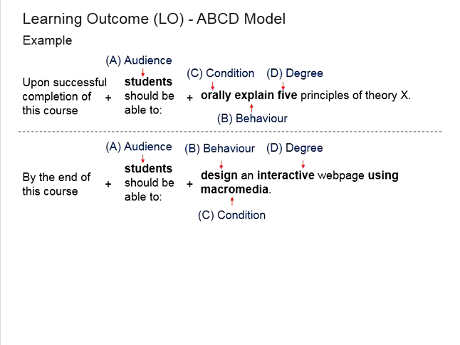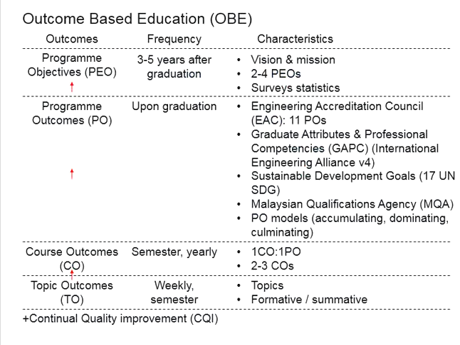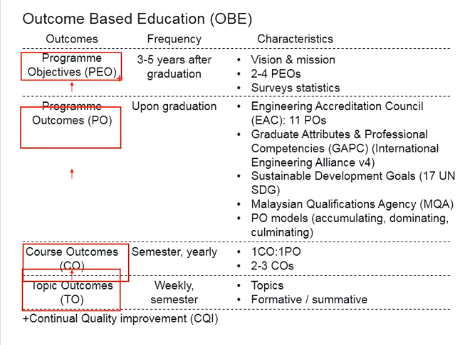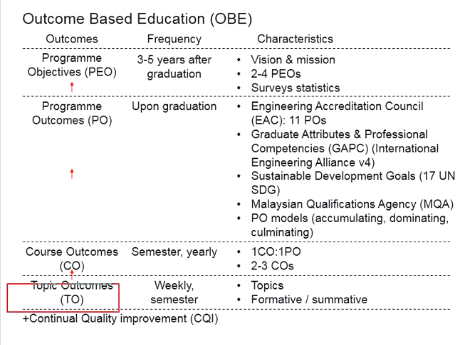Now, when we talk about the learning outcome, you need to know that there are various levels. We have topic outcome, course outcome, program outcome, and the program objectives. The topic outcome refers to one specific topic. The scope is narrower and more specific. As for the course outcome, it is meant for one course. That particular course will cover several chapters. In terms of scope, it will be broader than the topic outcome.